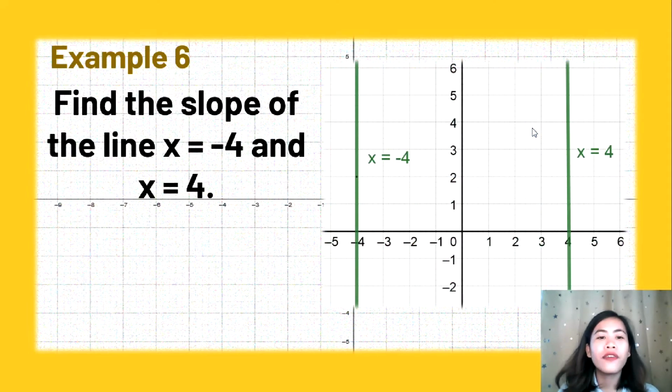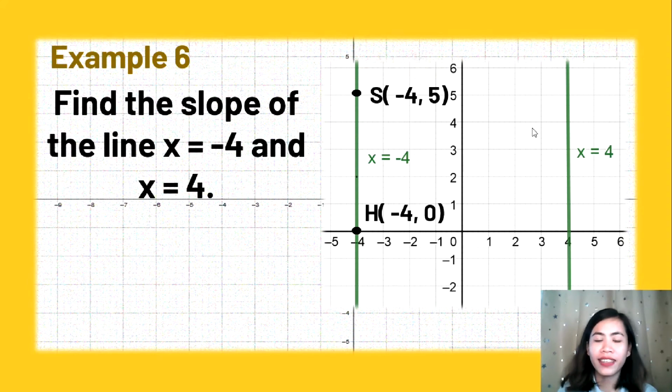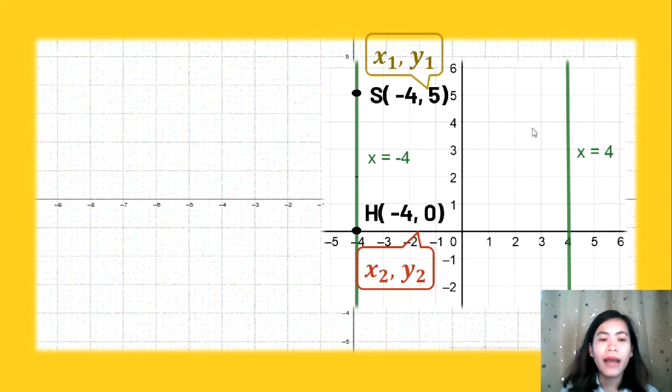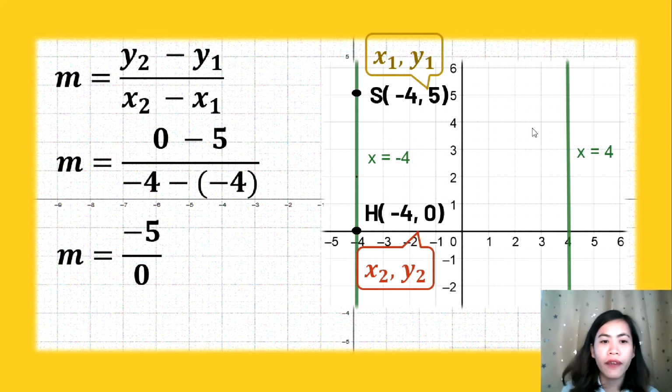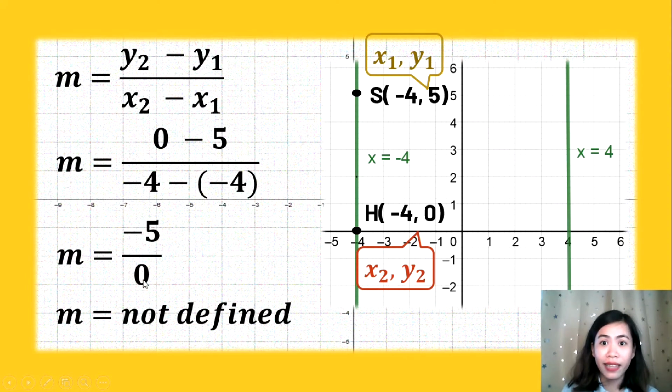Next example, find the slope of the line x equals negative 4 and x equals 4. Again, katulad nung kanina, pili lang tayo ng kahit aling 2 points, dalawang points sa line. So let's say we have that point and this point. So again, applying the formula, we have 0 minus 5 over negative 4 minus negative 4. We have negative 5 over 0. And since ang denominator niya is 0, ang slope niya is not defined.